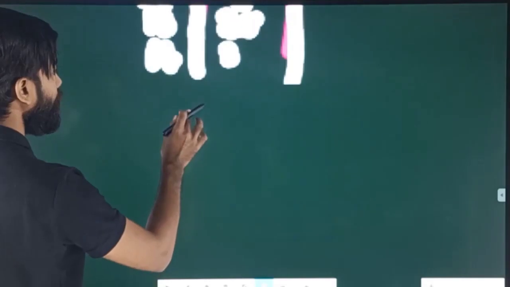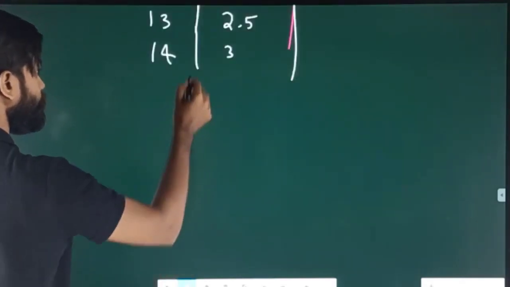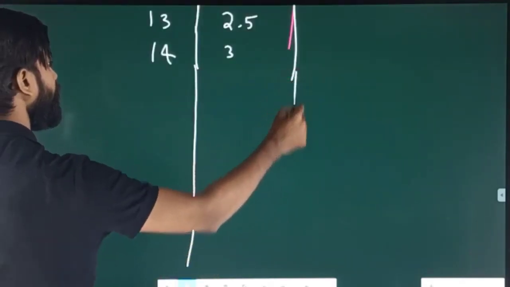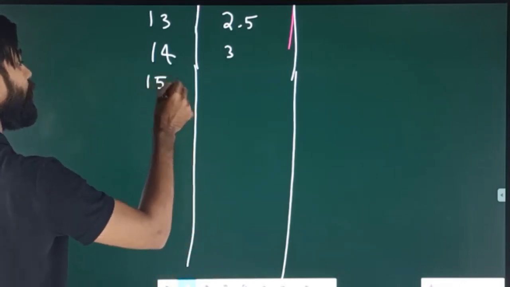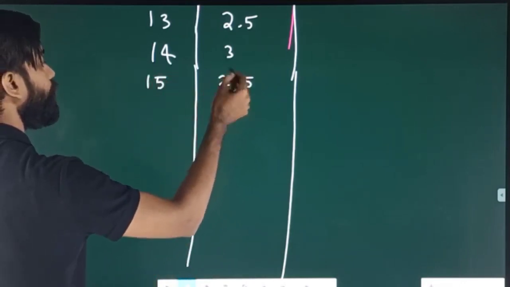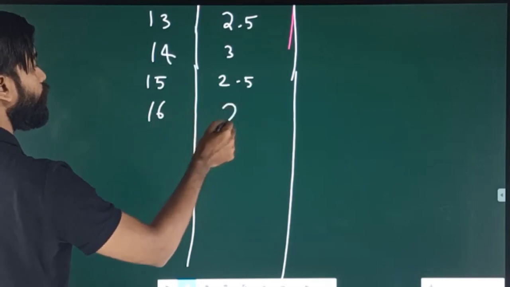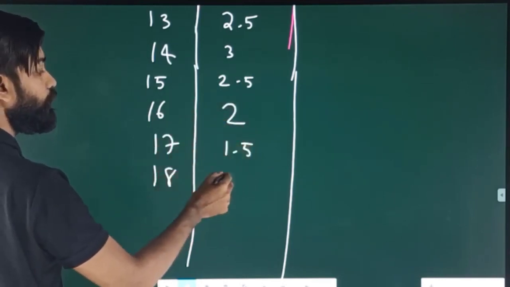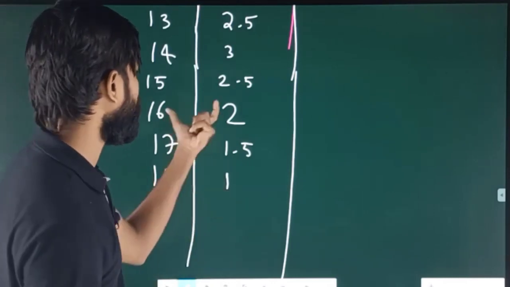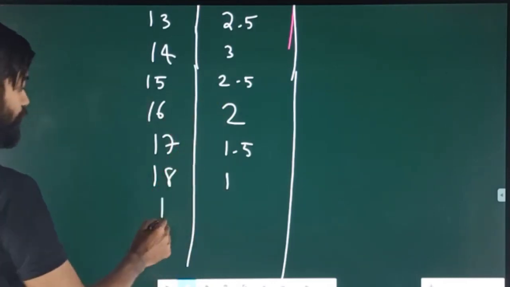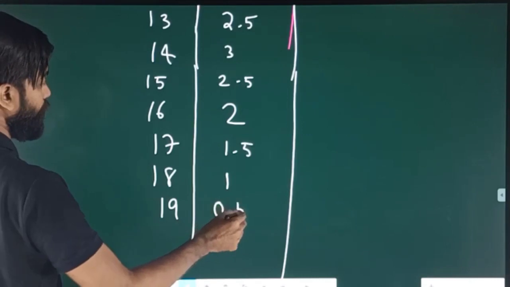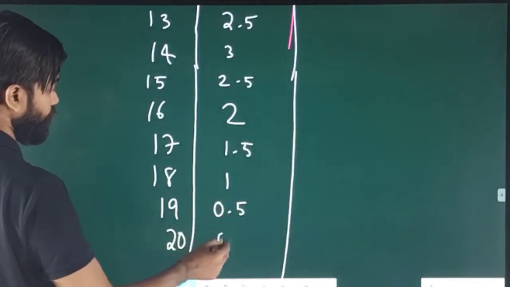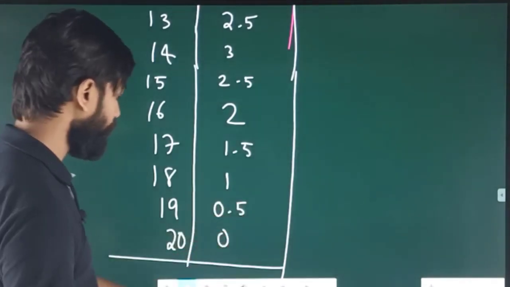Now it gets decreased. If 15 electrons, the bond order is again 2.5, decreased. 16 electrons, 2. 17 electrons, 1.5. 18 electrons, that's 1. Your fluorine has bond order 1, oxygen has bond order 2. That's perfect. 19 electrons, bond order 0.5. 20 electrons, bond order 0. So this is an idea, okay?